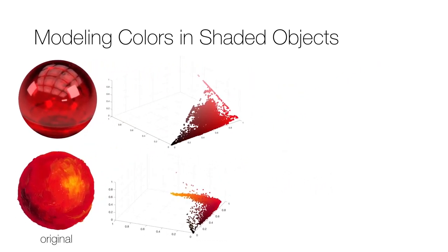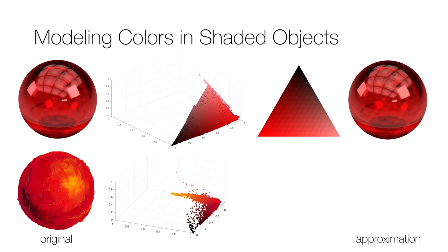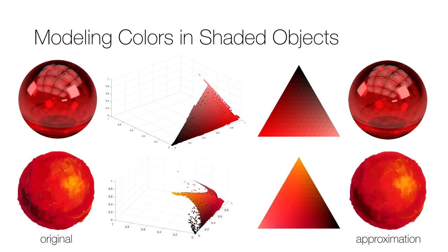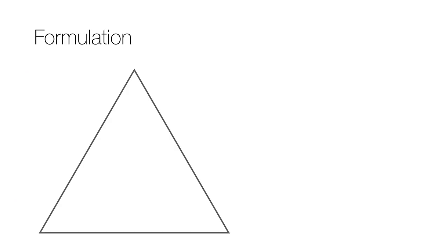We set out to approximate both linear and nonlinear distributions, such as those found in these two shaded objects. We propose a method to fit a color triad to the distribution, resulting in the approximation on the right. Note that all the colors in the sphere on the right come directly from the color triad approximation shown as a triangle. Because color triads are nonlinear, they are also able to produce good approximations of nonlinear effects, such as the example on the bottom, which results in this approximation, which is nearly indistinguishable from the original. Let's jump into the formulation.